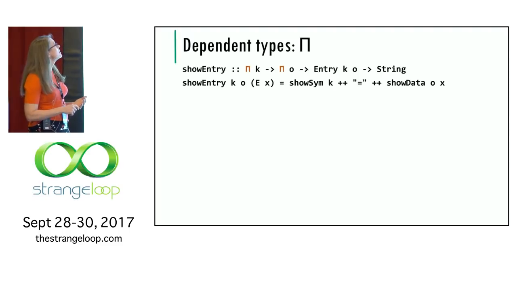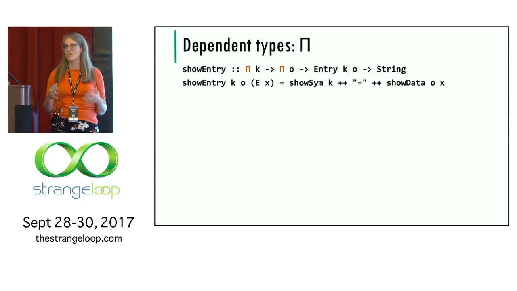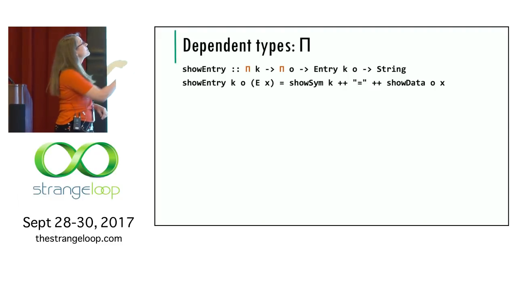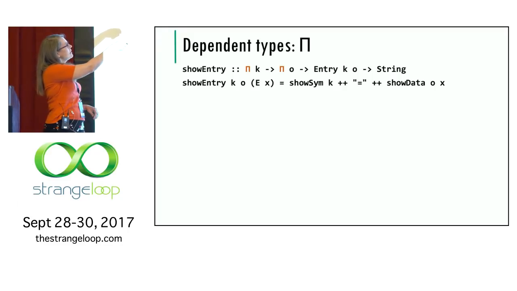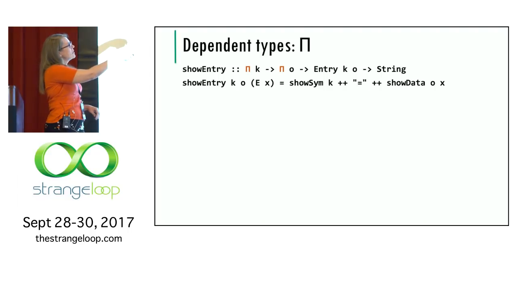I would write a function for showing a dictionary. It would need to call a function called show entry, which tells me how to take one of these entries and turn it into a string. And it would have a pi type, right? The reason it has a pi type is because we need to quantify over the key and the occurrence, for a particular entry, mapping a key to an occurrence. But then we also need to use the key and the occurrence when we're printing it out. We need to call a helper function that's going to show what that key is.